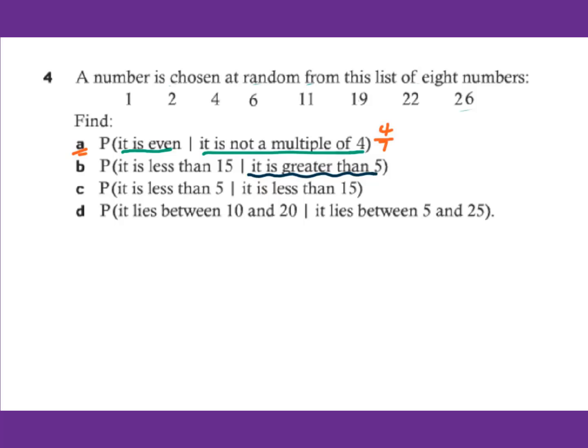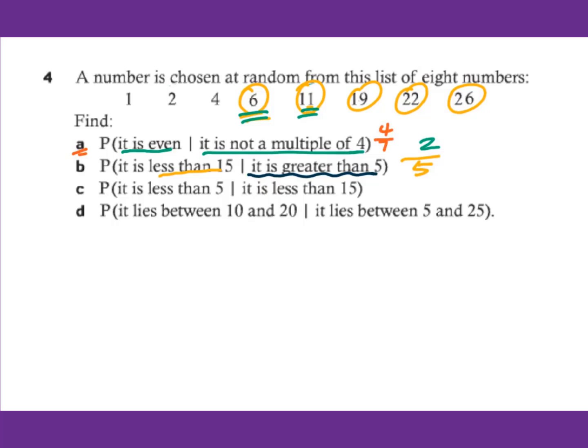So let's go to B. Given it is greater than 5, so we circle those greater than 5. This is 5 numbers. Then it's less than 15. You have 2. This is 5 total. Then among these 5 numbers, we check which are less than 15, and it will be 2 of these. So we have 2 over 5.